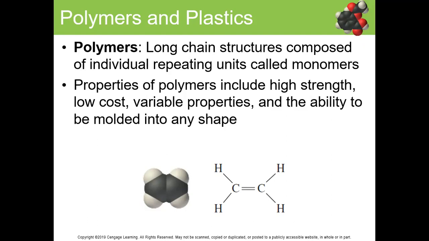So poly means many. Polymers are long structures composed of individual repeating units called monomers. So if you think about a necklace made of beads, each one of the individual little beads is called a monomer. And when you string them all together, that gives you a polymer. And so these properties vary dramatically based on what those monomers are.